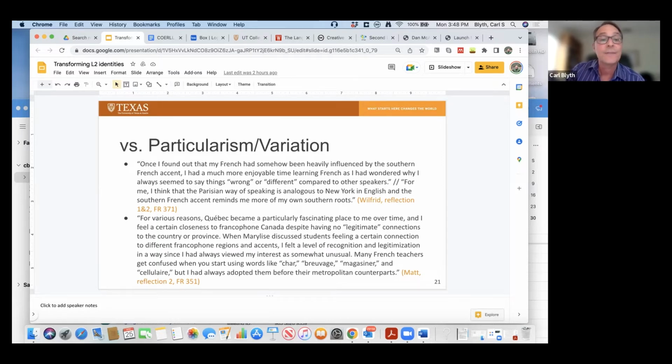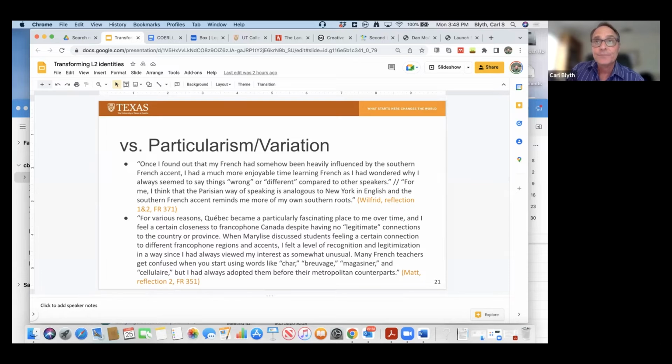He was from Texas. I have another student, Matt, who loved everything about Canadian French, and he writes, "For various reasons, Quebec became a particularly fascinating place to me over time. And I feel a certain closeness to Francophone Canada, despite having no legitimate connections to the country or province."